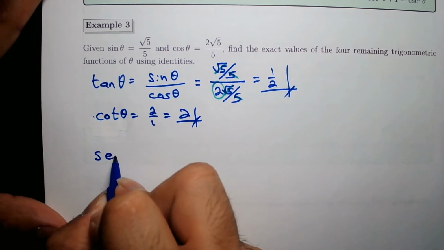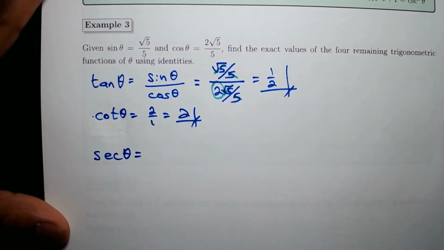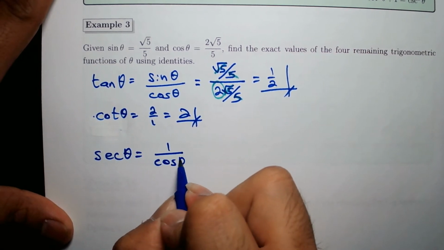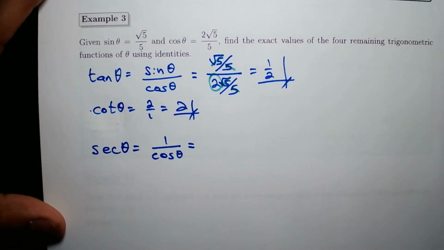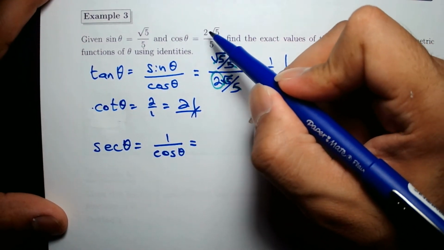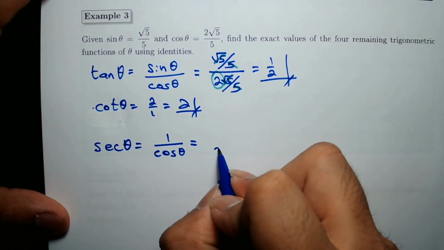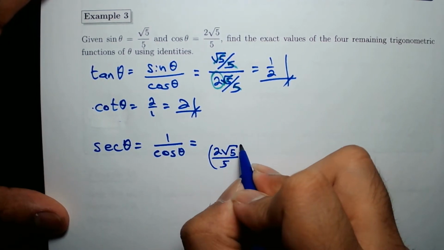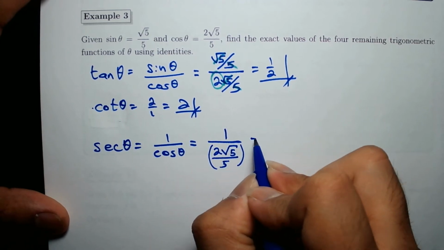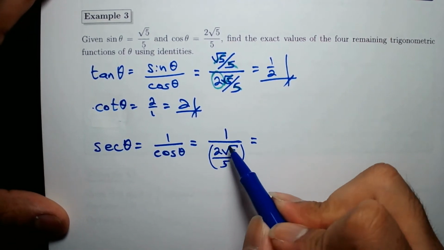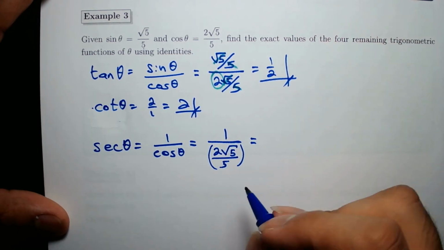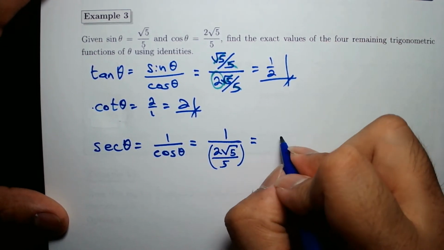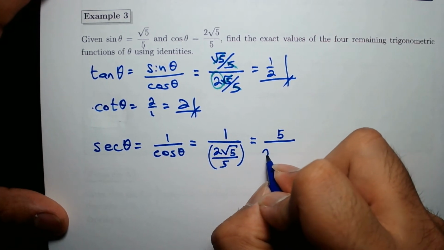Secant theta, which is defined as 1 over cosine, the reciprocal of cosine. Well, what's cosine in this case is this value of 2 root of 5 over 5. So 2 root of 5 over 5, that whole under 1. All right. Well, in this case, dividing by a fraction is the same as multiplying by the reciprocal. So this is going to be 5 over 2 root of 5.